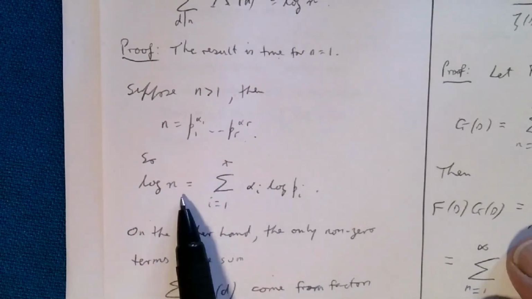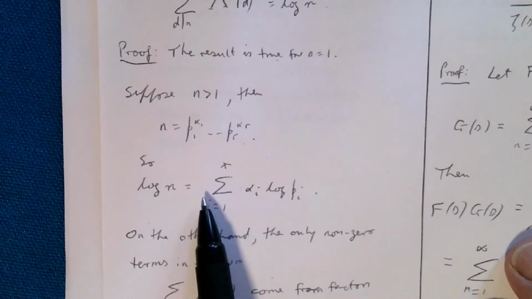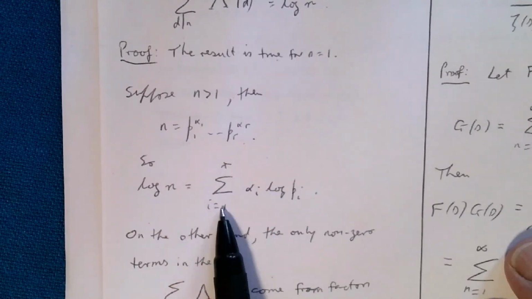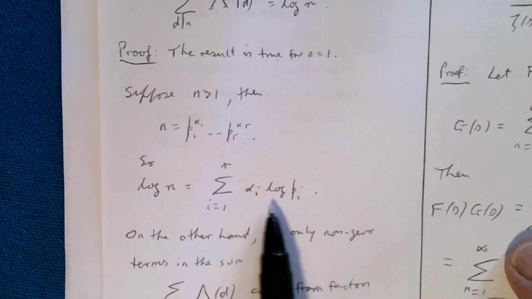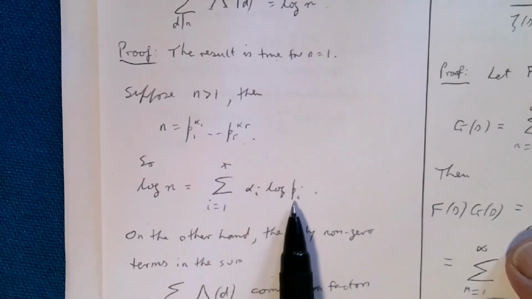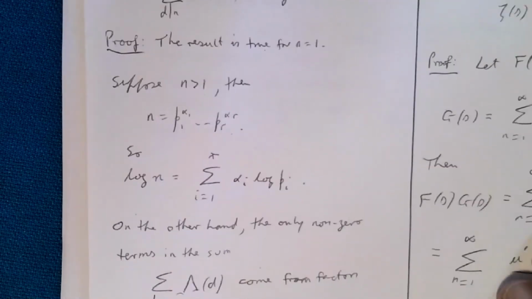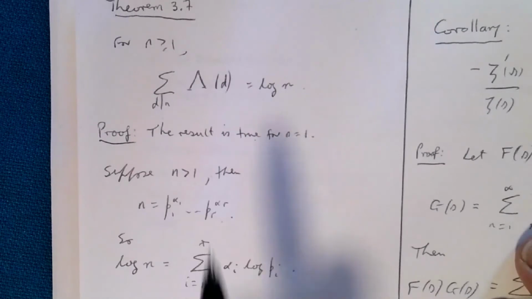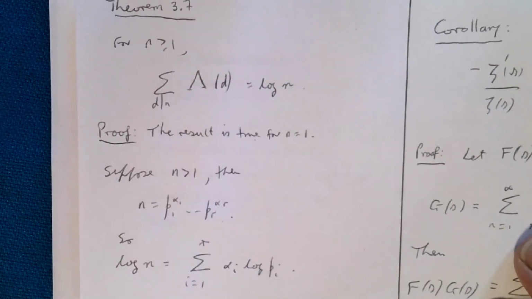And I'm going to take the log of n. When you take the log of n, this is going to turn the product of these primes into a sum, and you can use the log laws to bring the powers down the front. So it's just the sum, i equals 1 to r, of alpha i log p sub i. On the other hand, we've worked out what the right hand side is, and we're now going to have a look at the left hand side.